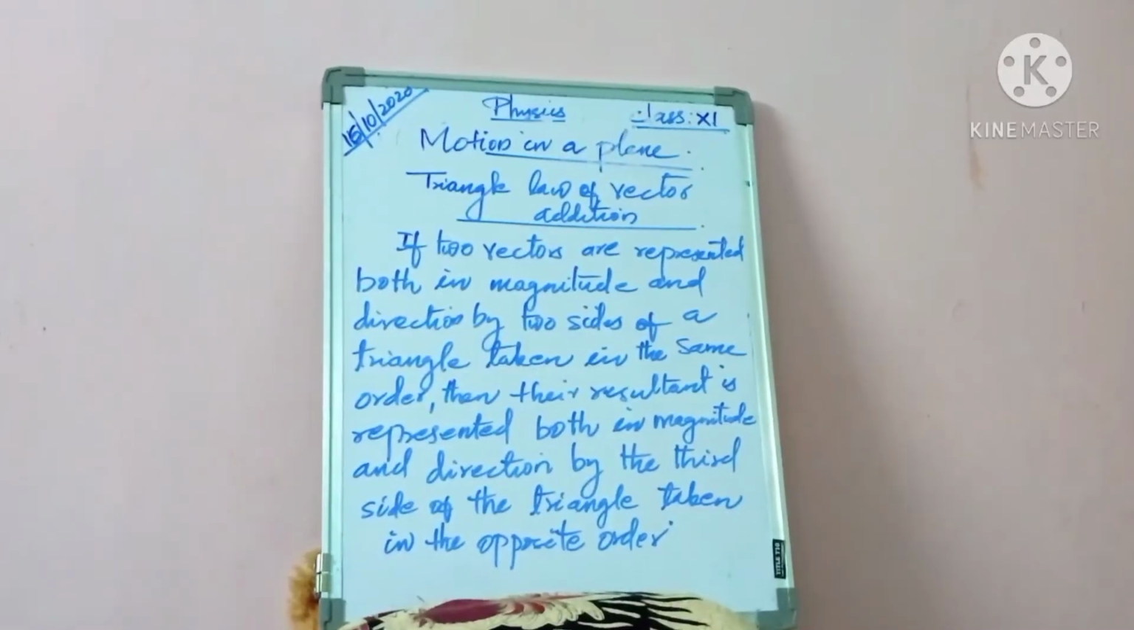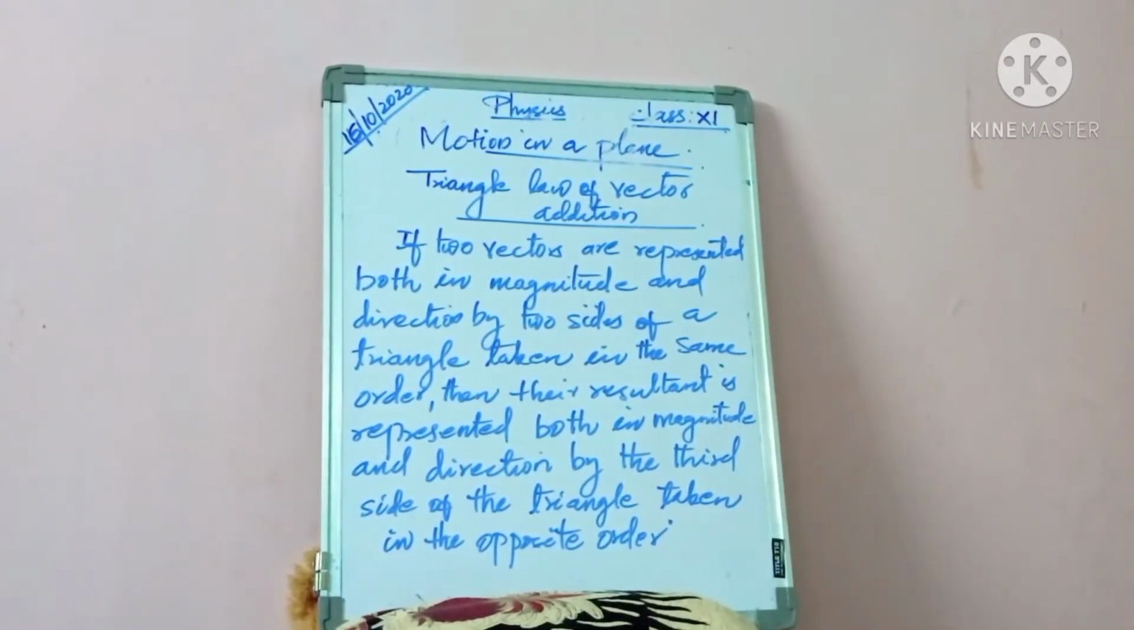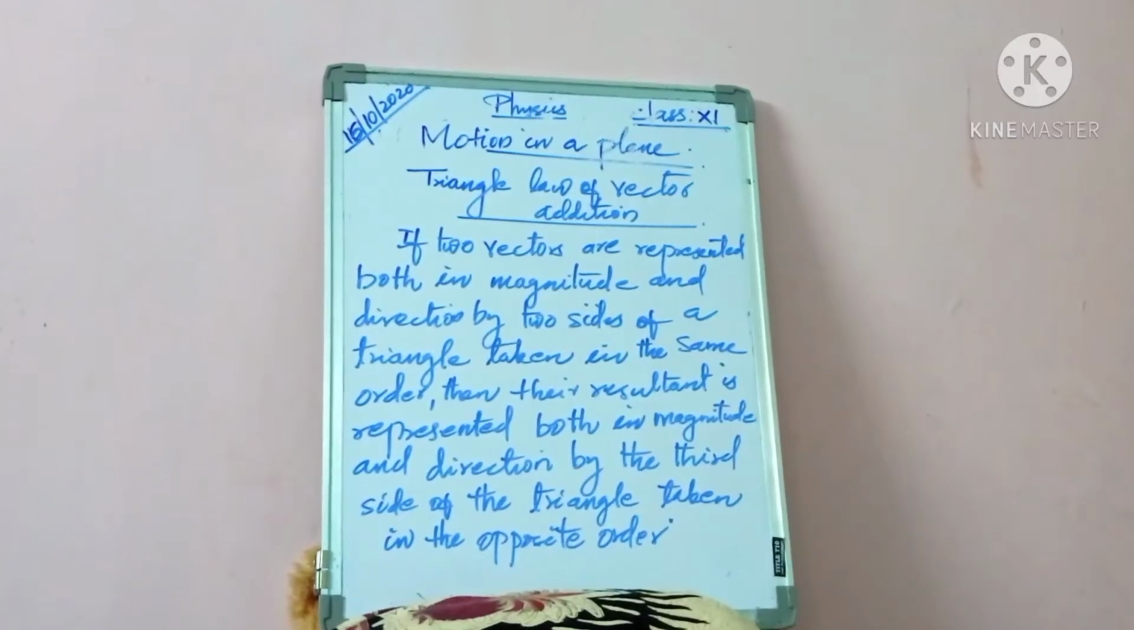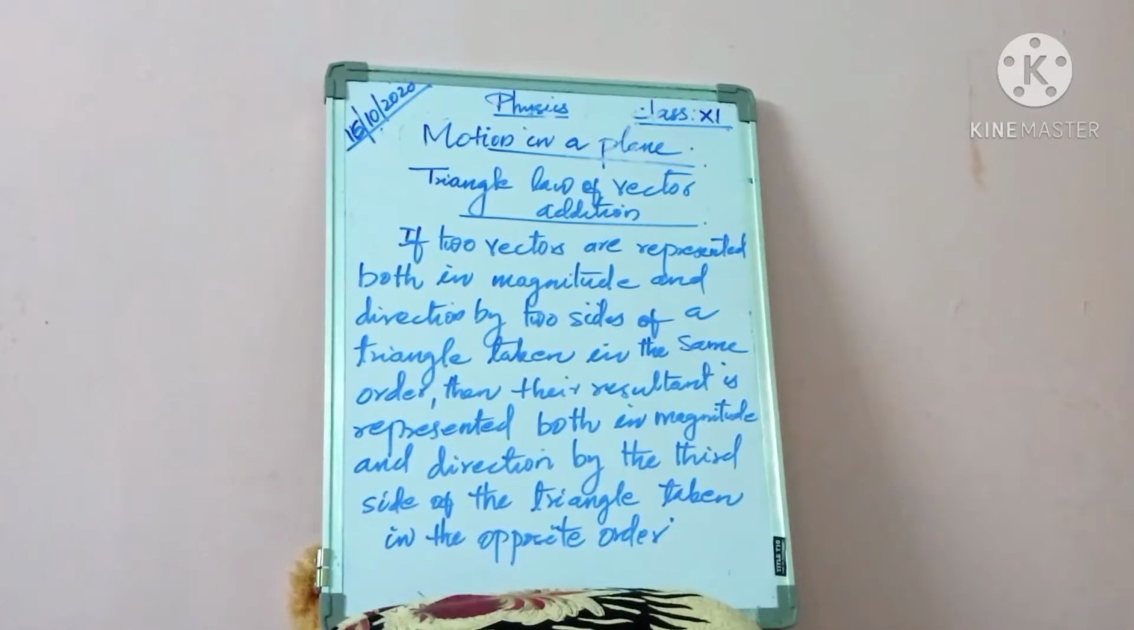So we can state the triangle of vector addition as: if two vectors are represented both in magnitude and direction by two sides of a triangle taken in the same order, then the resultant is represented both in magnitude and direction by the third side of the triangle taken in the opposite order.